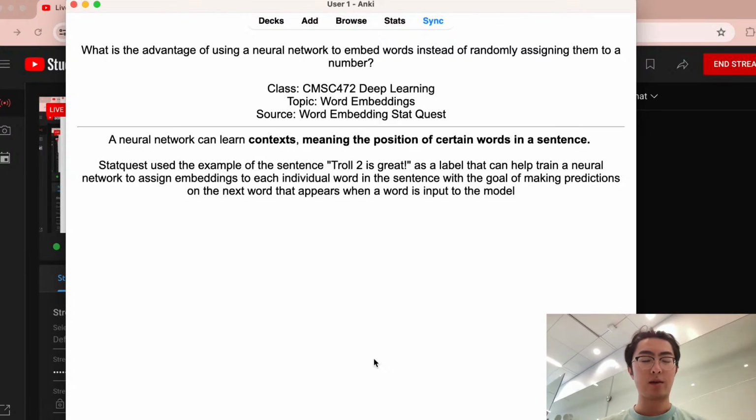Okay. StatQuest uses the example of a sentence, Troll 2 is great, as a label that can help train a neural network to assign embeddings to individual words in the sentence with the goal of making predictions of the next word that appears when a word is input to the model. Okay.